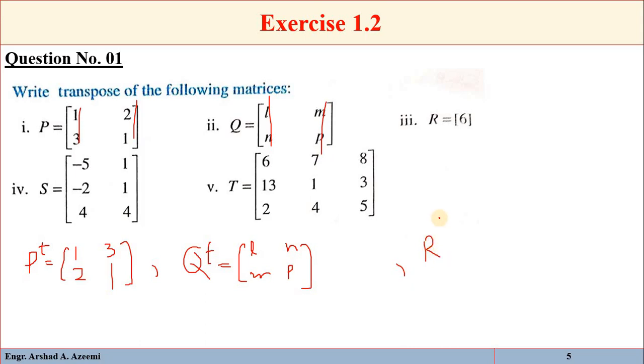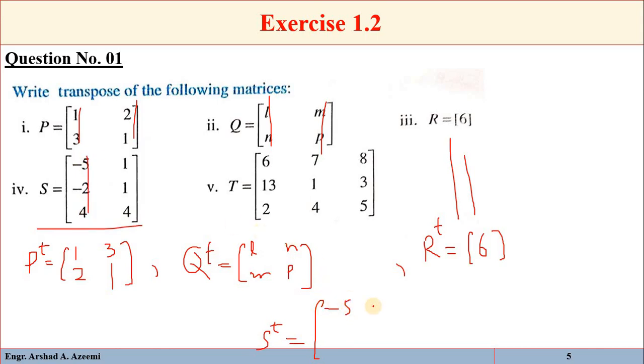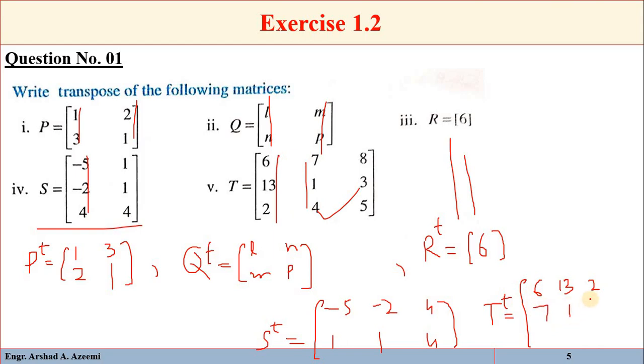Similarly, the transpose of the third one, which has one row and one column, will be itself. So here the transpose is equal to the original matrix, so it can be called a symmetric matrix. Now the transpose of this one, ST, is equal to converting this column into a row, -5 -2 4 1 1 4, that is the transpose. Similarly, the transpose of this matrix T: convert this column into a row, that is 6 13 2, convert this column into a row, that is 7 1 4, convert this column into a row, that is 8 3 and 5. So that is the transpose.